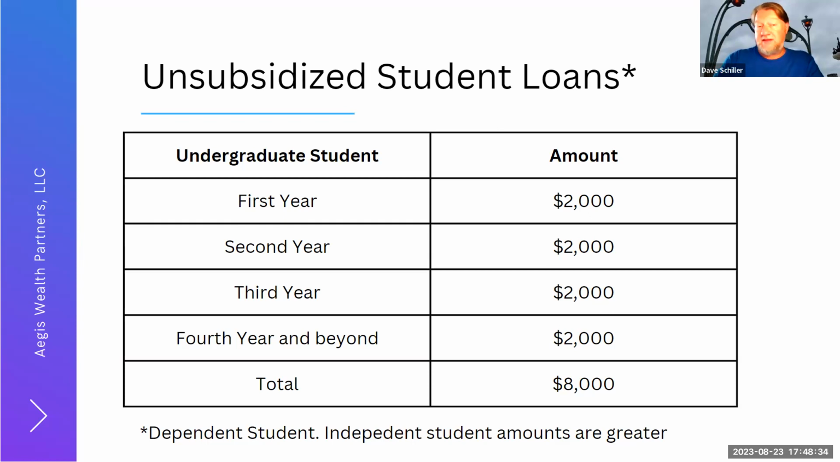So you look at the subsidized loan limit for an undergraduate student for federal direct loans. It's $23,000. We have $8,000 for the unsubsidized loans, and that's how we get the $31,000 for the total loan limit for a federal direct loan. So it's going to be a mix of both subsidized and unsubsidized loans.